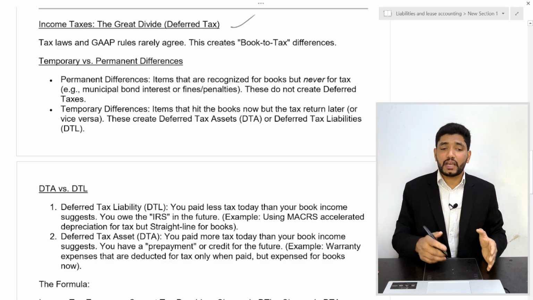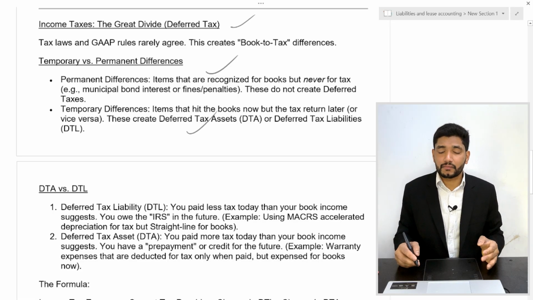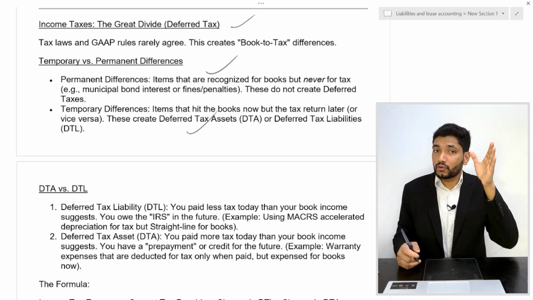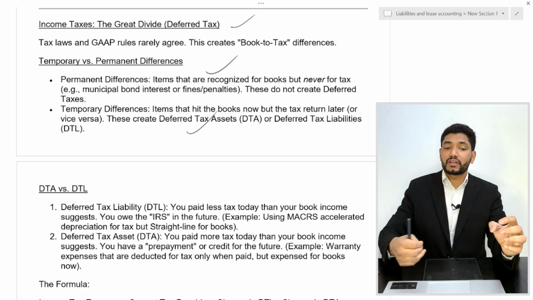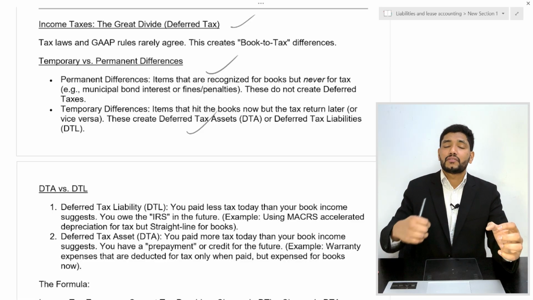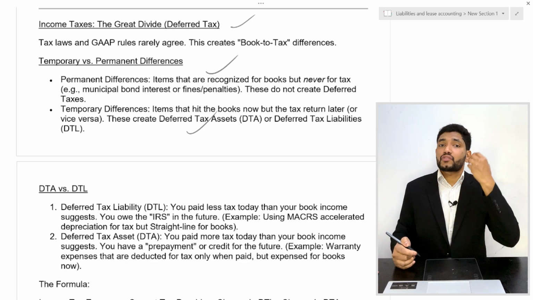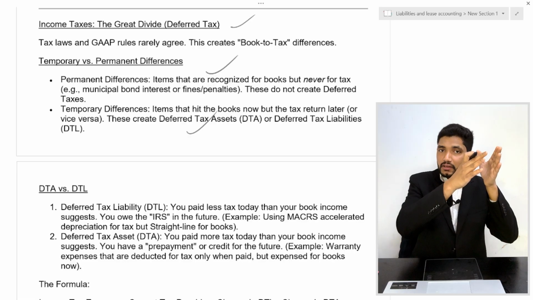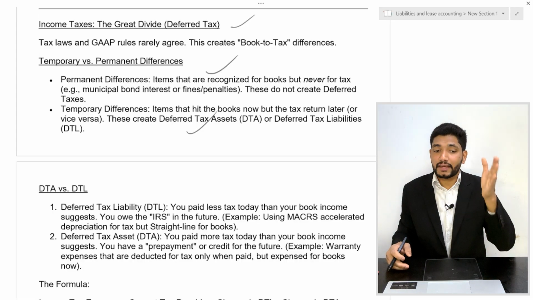There are two types of deferred tax: the permanent differences and the temporary differences. Permanent differences mean, suppose some of the expenses that you reported in your income statement for the financial report, like some municipal bond interest or fines and penalties, you removed from your tax report. In this case there will be a permanent difference between your income statement as per your financial reporting and as per your tax reporting. That difference is what we call permanent differences.